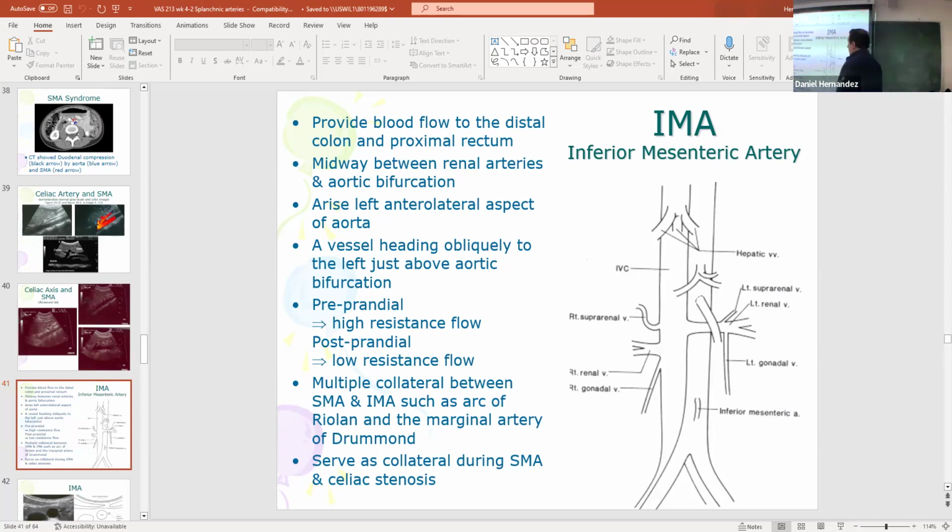This also has similar characteristics to the SMA in terms of its resistance. So if you're fasting, it's high resistance. If you've just eaten, it reverts to a low resistant waveform. This has, we said, collateral branches between the SMA and IMA in cases where we have obstruction or disease in one of the vessels. So those collateral pathways are the arc of Riolan or the marginal artery of Drummond.